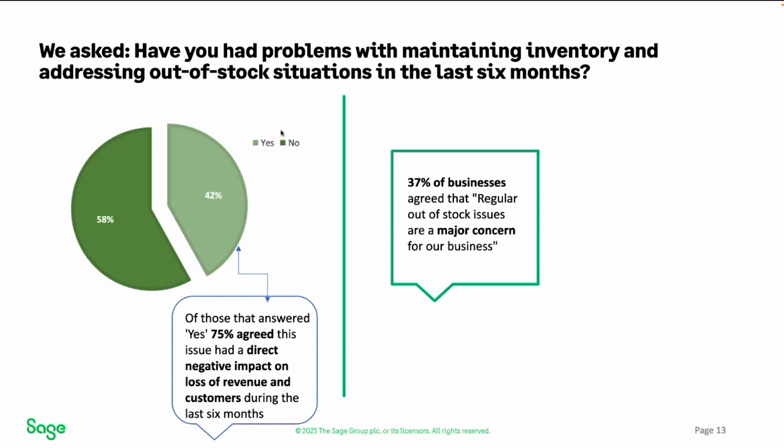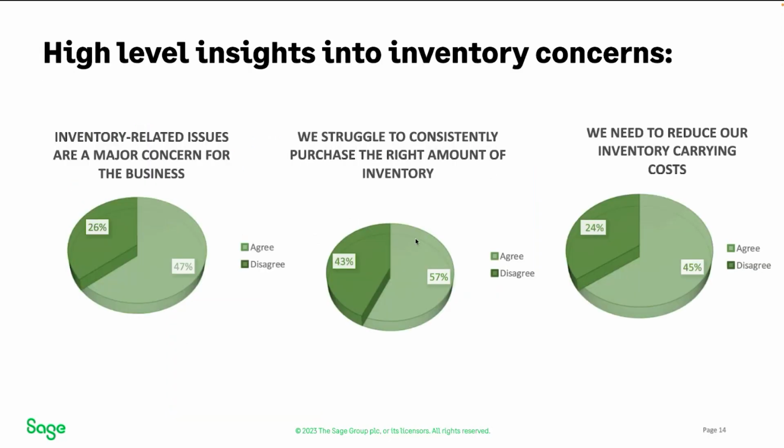In terms of out of stock, so the opposite problem, 42% of businesses say that they've had problems with addressing out of stock situations. So this is where you've run out of inventory, but you've got demand. And 75% of those surveyed, so 75% of that 42, said it's actually had a negative impact on either revenue or customers. The most common symptom that we see of this is negative reviews. People have purchased something online, it doesn't show up, and it leads to a disappointed customer.